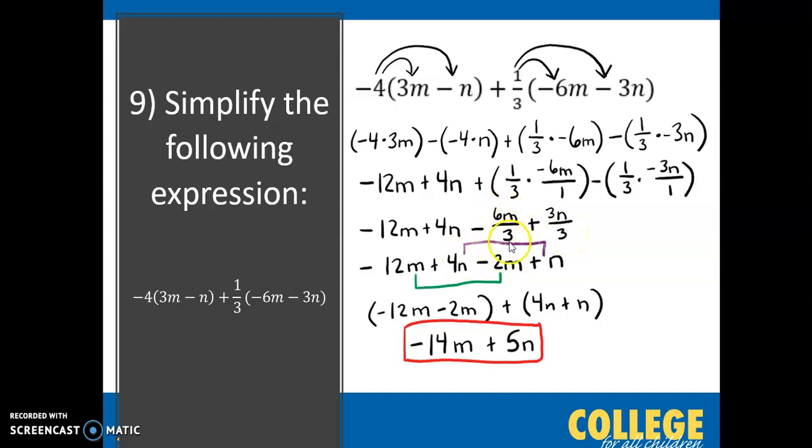I can simplify these by dividing by 3. So 3 goes into 6 2 times, 3 goes into 3 1 time. So my new expression is negative 12m plus 4n minus 2m plus n. I drew the colored lines here to say where I'm going to combine like terms. So the m's go together and then the n's go together. So negative 12m minus 2m is negative 14m. And then 4n plus 1n equals 5n. So this is my simplified expression at the very bottom.